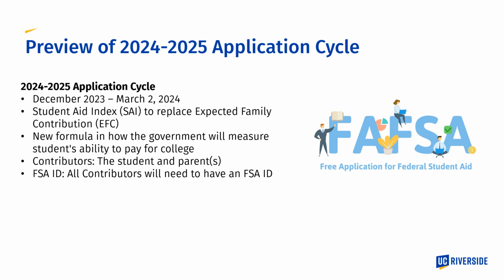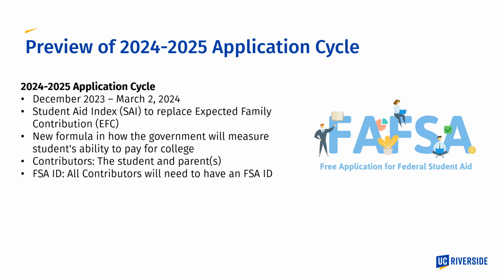Additionally, the financial aid application will no longer use the expected family contribution, or EFC for short. Instead, it will be replaced by the Student Aid Index, or SAI for short. The SAI will use a new formula in how the government will measure a student's ability to pay for college. Students and parents will also be considered contributors to the application.